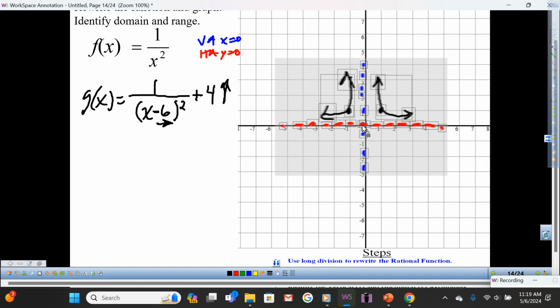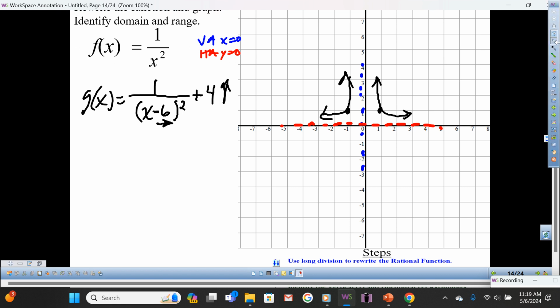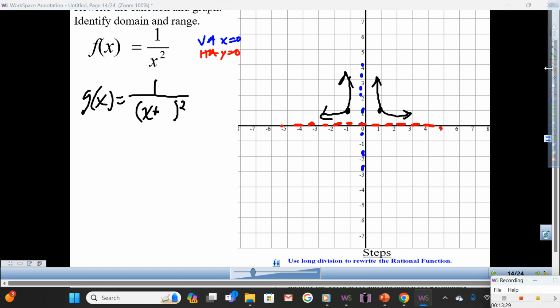Okay. However, what if I gave you, instead of that, let's see. What if I did this? Plus. Hold on, give me a second. All right, here we go. How about plus 5 and minus 6? Tell your neighbor we're going to move this parent function, f of x equals 1 over x squared, according to that.